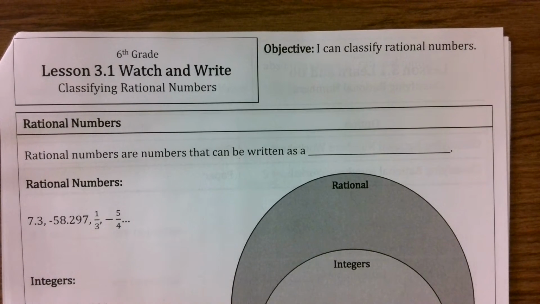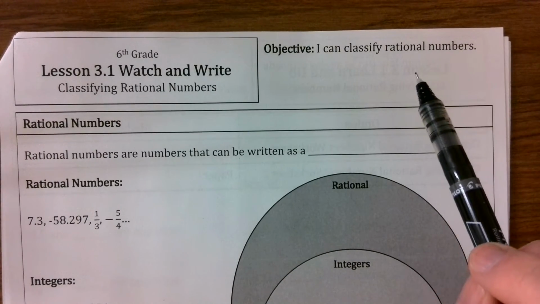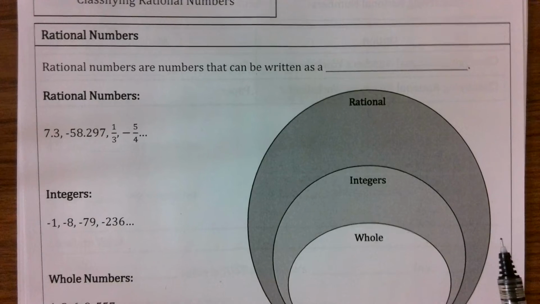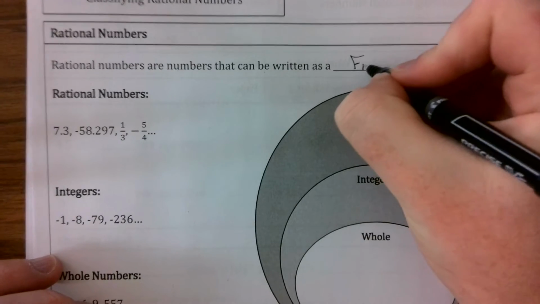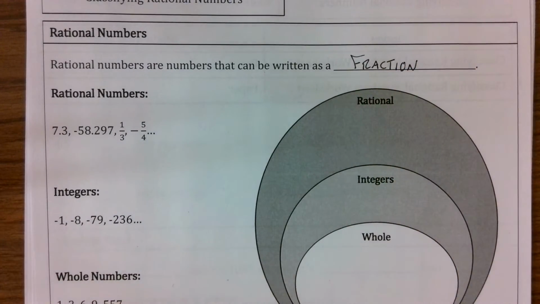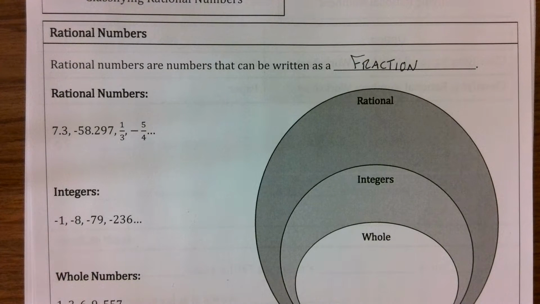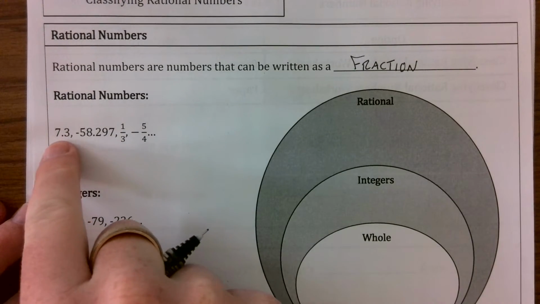All right, welcome to lesson 3.1, which is classifying rational numbers. Our objective today is that I can classify rational numbers. What is a rational number? Rational numbers are numbers that can be written as a fraction. Some numbers cannot be written as a fraction, but you'll learn about that in 8th grade. So, rational numbers. Here's some examples.